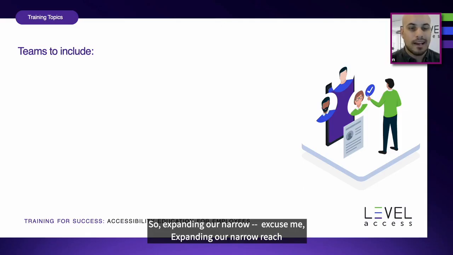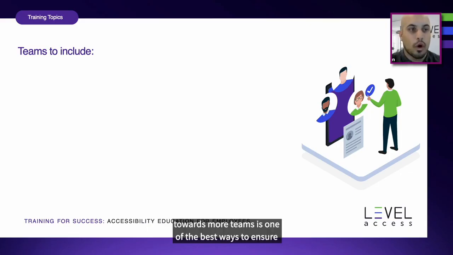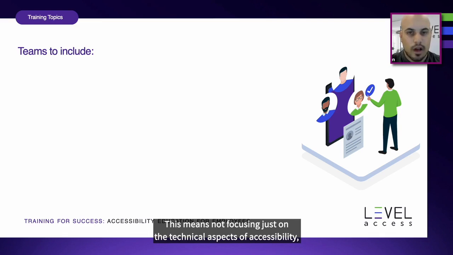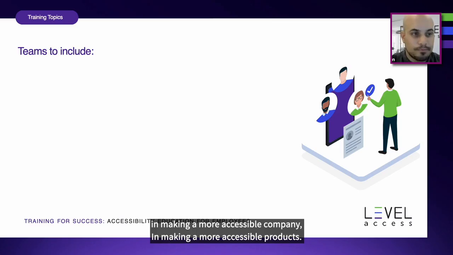So expanding our narrow reach towards more teams is one of the best ways to ensure that we are meeting a more robust set of training needs. This means not focusing just on the technical aspects of accessibility, but considering the importance of every person and every role in making a more accessible company, making more accessible products.